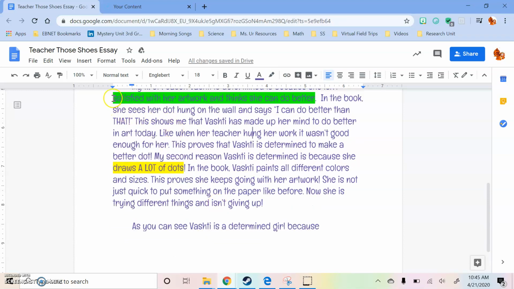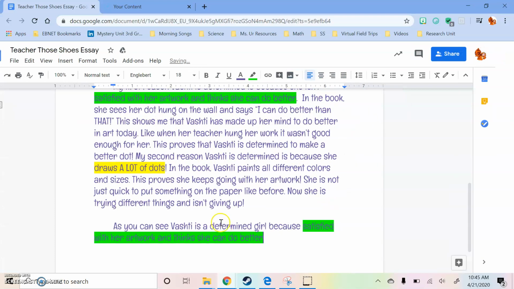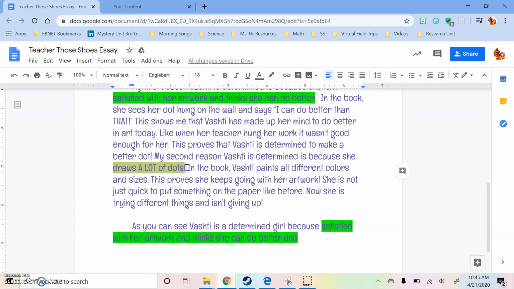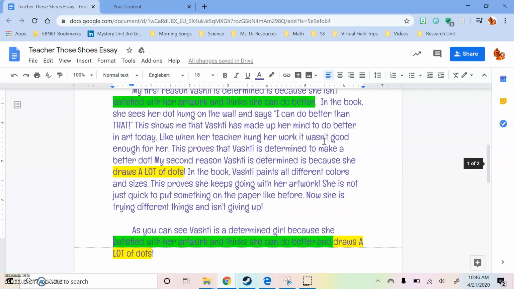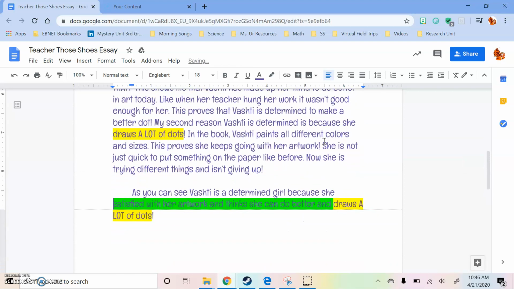So I can actually copy and paste my supports in here. Perfect. So as you can see, Vashti is a determined girl because she is not satisfied with her artwork and thinks she can do better. And she draws lots of dots.